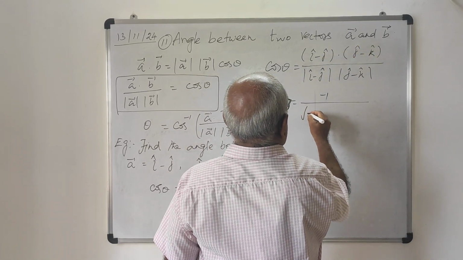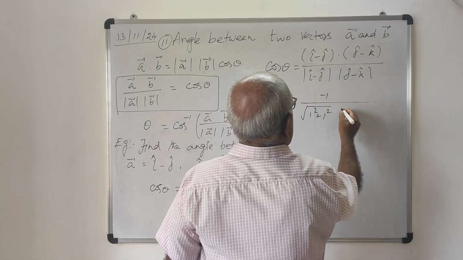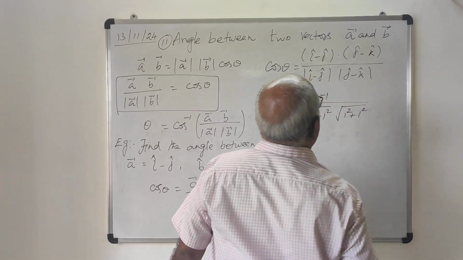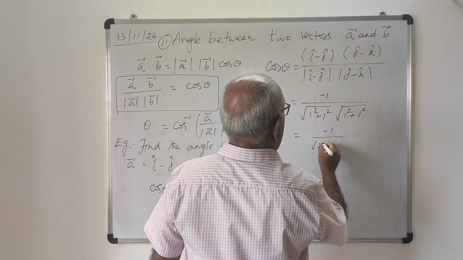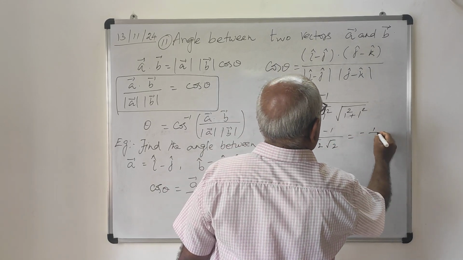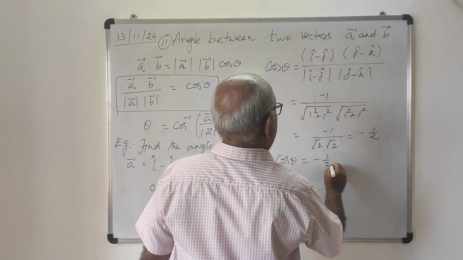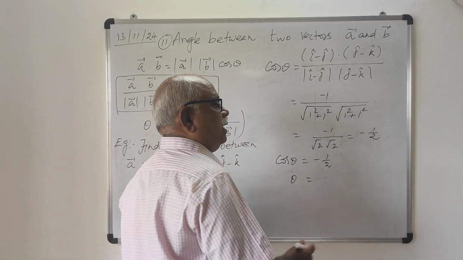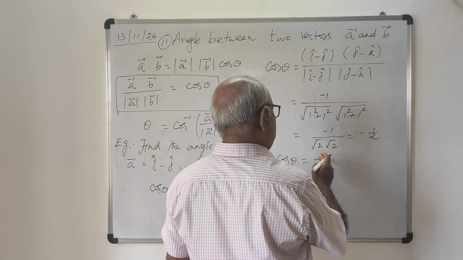The magnitude of the vector i minus j is root of 1 square plus 1 square. It is also 1 square plus 1 square for the coefficients of j and k. This is minus 1 by root 2 into root 2, which is equal to minus 1 by 2. So cos theta equals minus 1 by 2. This implies, what is theta? Cos theta is negative in the second quadrant.